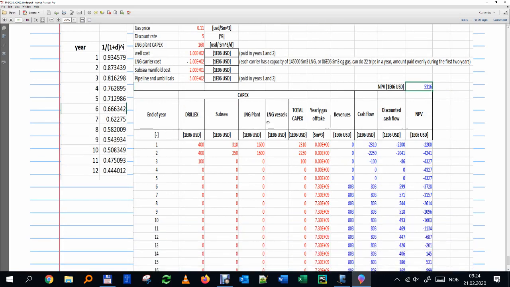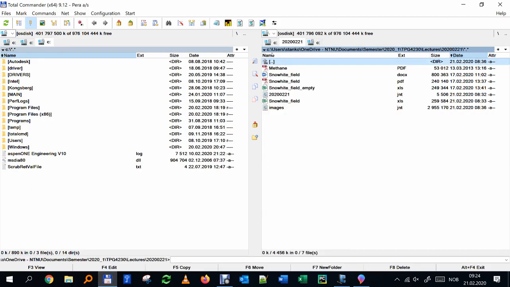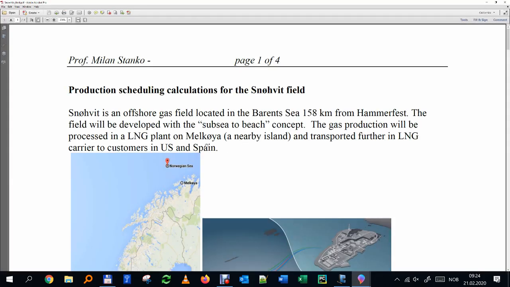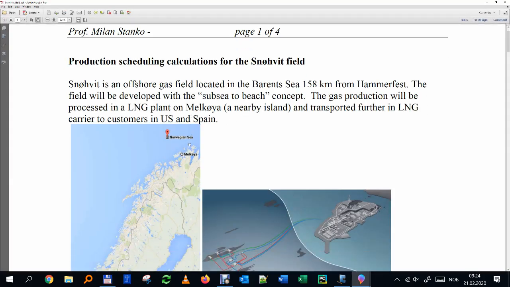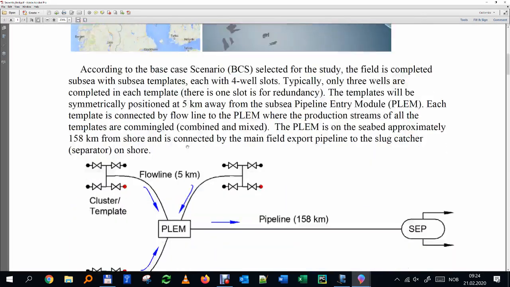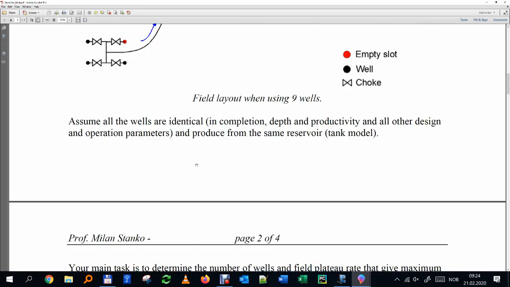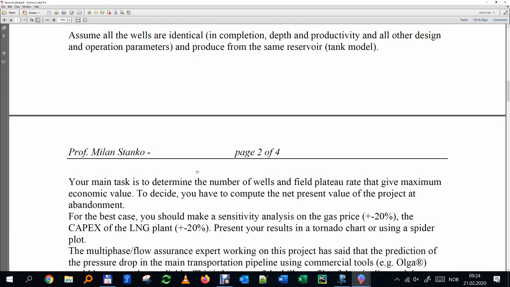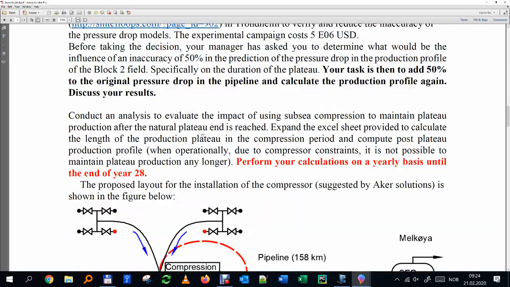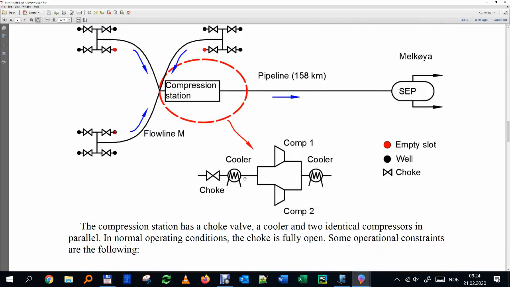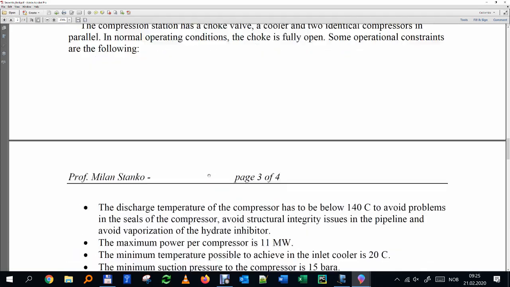From last class, there is something I forgot, my fault, sorry for that. I should have given you this document, which describes the problem we are going to solve. That's the first one you have there on the bench, the Snow White field that I have discussed before. You have flow line, pipeline, separator, and then you have to do some things on this problem. We have already calculated the production profile. The compression part is what you're going to do, and we're going to try to do it together today.